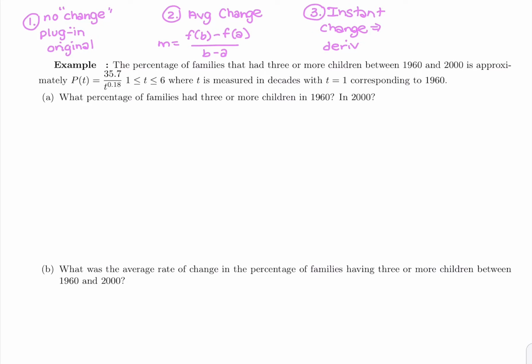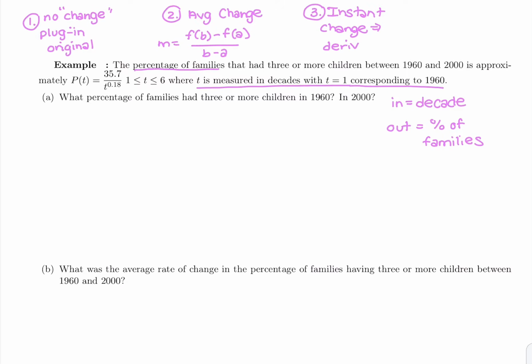So we have a long word problem here, and we're going to keep calm. It's one of the three options. We have the percent of families that had 3 or more children between 1960 and 2000 is approximately given by this P of T, where T is measured in decades with T equals 1 corresponding to 1960. So we get out the percent of families, which is P, for each decade we plug in, whatever decade we're in.